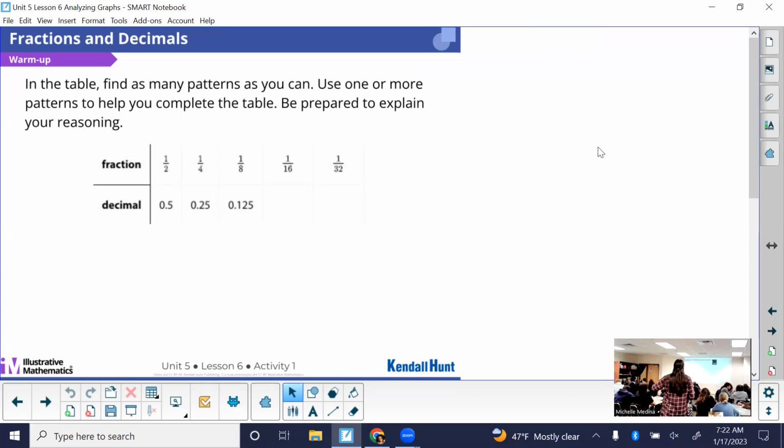Anything else that is important. So in this one, you're going to find as many patterns as you can. Use one or more patterns to help you complete the table. Be prepared to explain the reason.